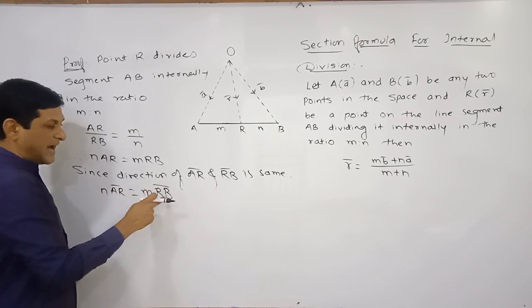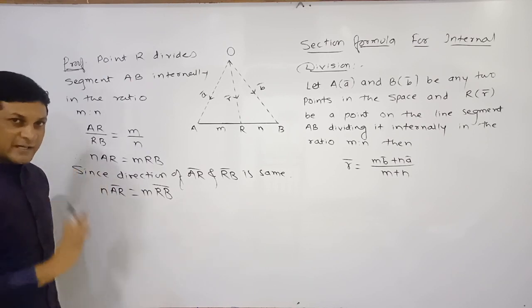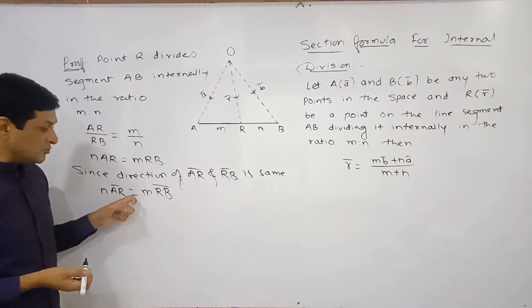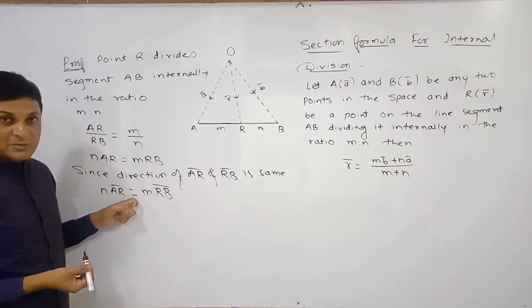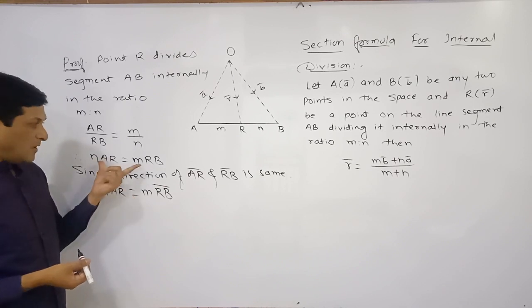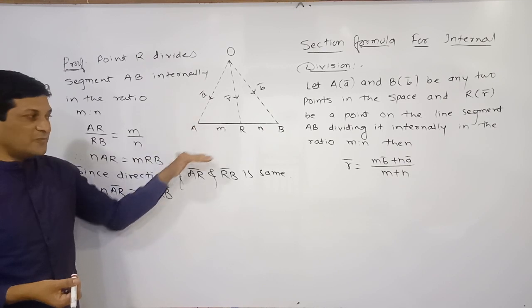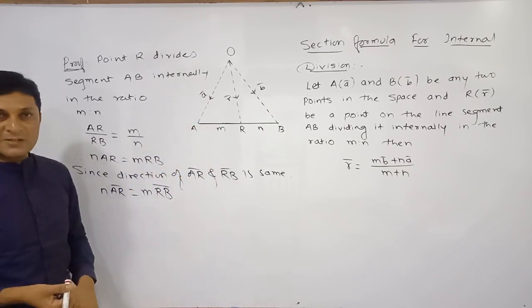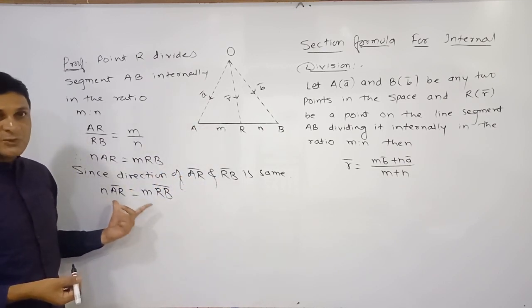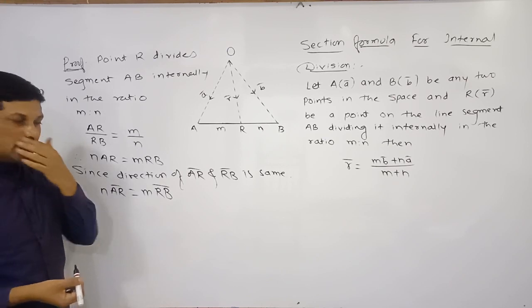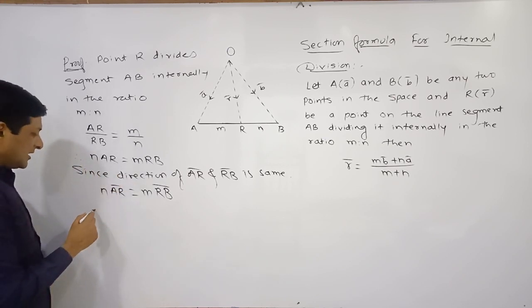If we are writing bar here, it means we are considering vector quantities, and we can say that two vectors are equal if their magnitudes are equal and directions are the same. Already this expression says that magnitudes are equal, and just from the figure we can observe that directions are also the same. That's why we can say that these two vector quantities are equal. Now let us simplify it. n, keep it as it is.